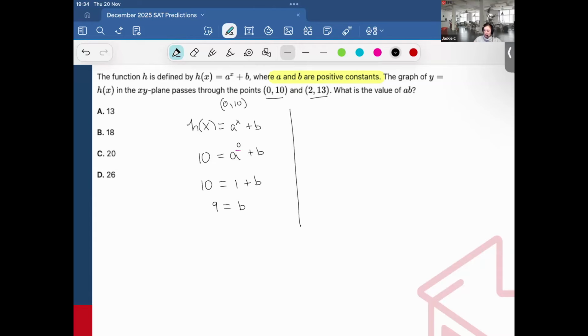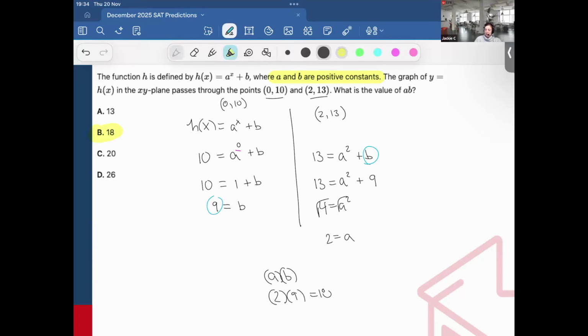And then now I do the same with our coordinates (2, 13). I'm going to plug them into our equation. So I'd have 13 is equal to a squared plus b. But now I know what b is from our previous solving, so I can substitute that in. So 13 is equal to a squared plus 9. Next, I can subtract 9 from each side, so I get that 4 is equal to a squared, and then we take the square root, and I get that 2 is equal to a. And just as we saw with Desmos, our a value is 2, b value is 9, and 2 times 9 is 18. So pretty quick to solve algebraically as well.